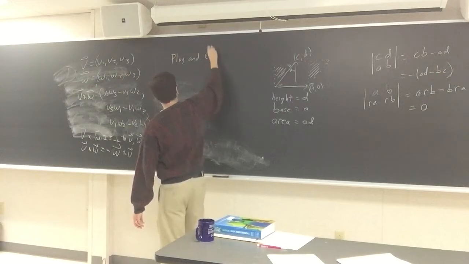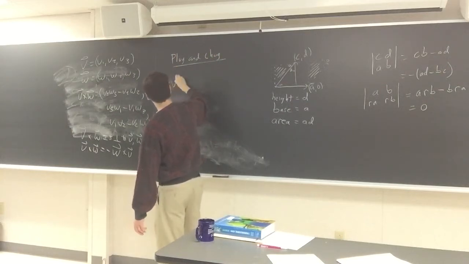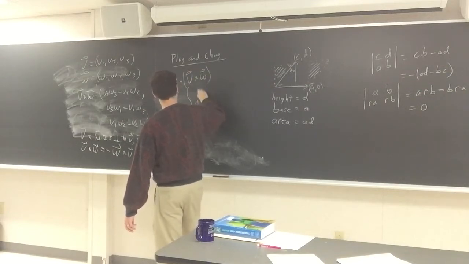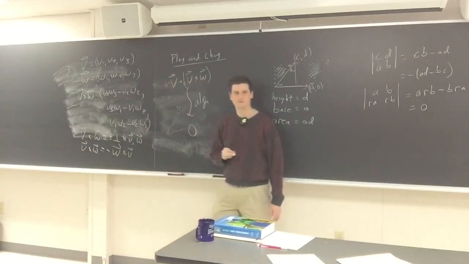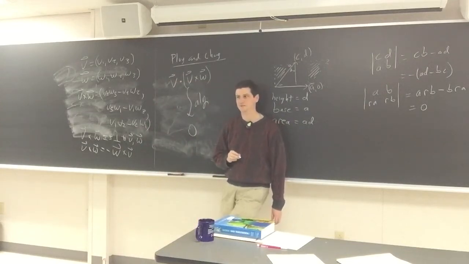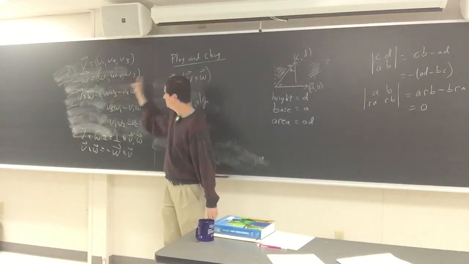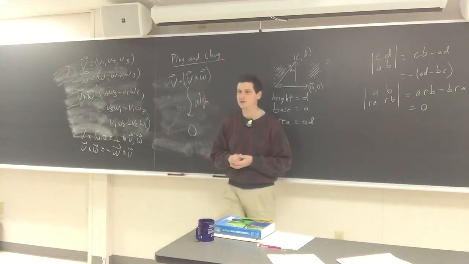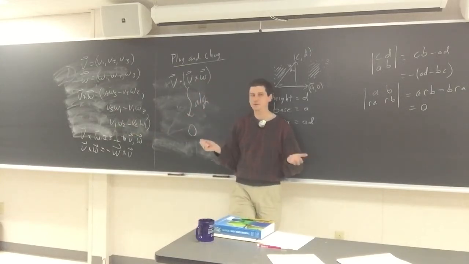Plug and chug. Just compute V dot V cross W. Do algebra, and you get 0. It's very unenlightening. You'll get V1 times this, plus V2 times that, plus V3 times that, and then you just see that all the terms cancel. This is a proof. It is not an enlightening proof. It looks like a magical fact. And so I will try to give some explanation later today as to why that is the case. Okay, it's true, we can now use this.